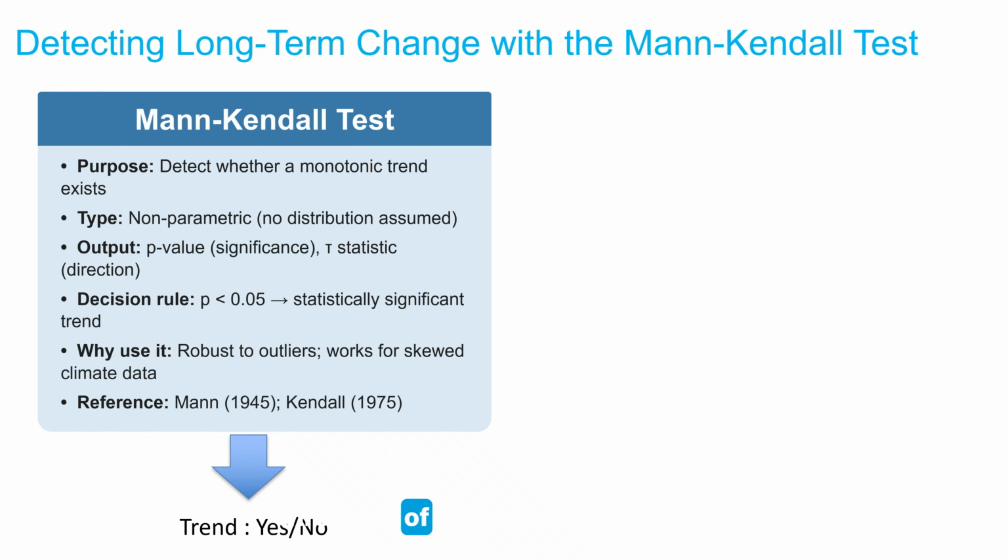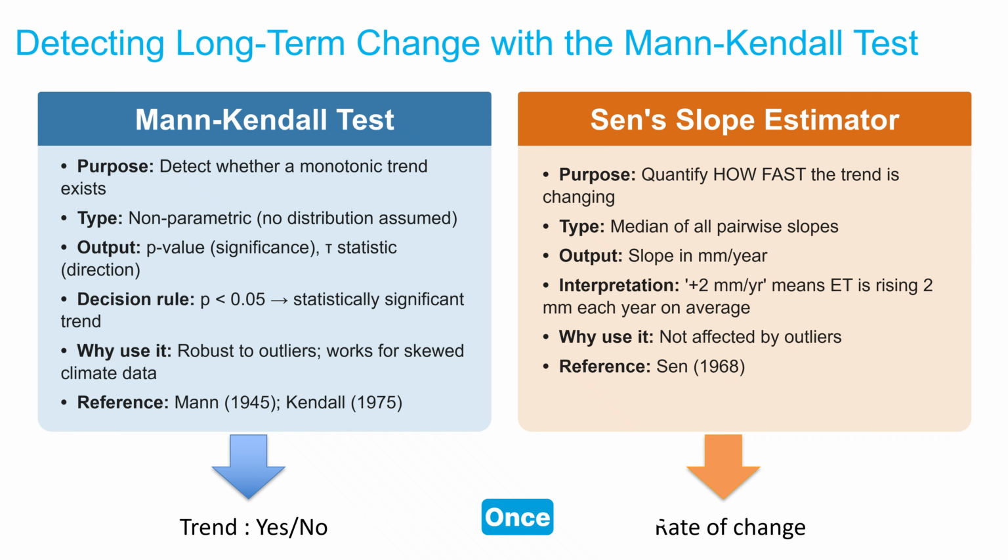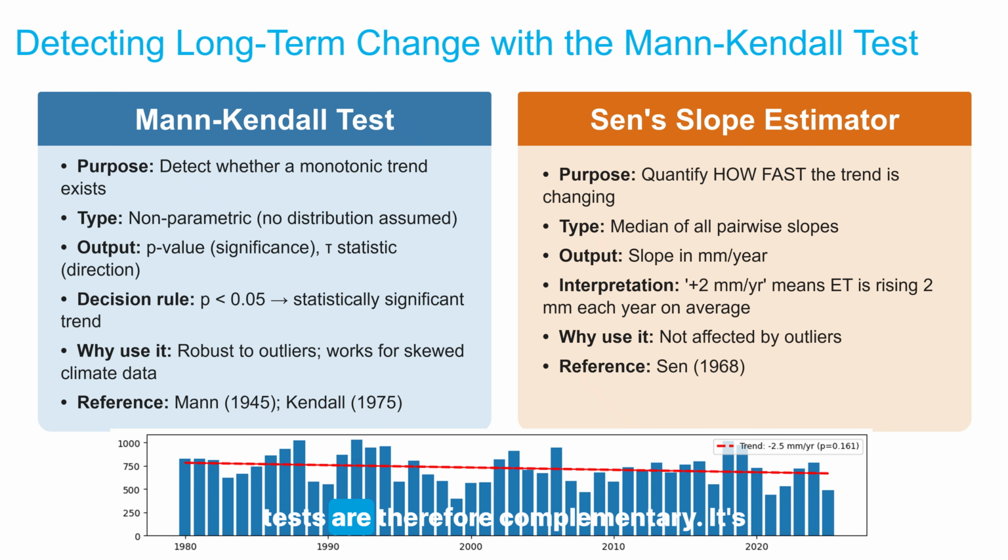A significance threshold of p less than 0.05 is most commonly applied, which means we accept a 5% chance of finding a trend which is actually part of the natural variability of the data. Once the trend significance has been determined, we can use the Theil-Sen slope estimator to provide the rate of change. It does this by calculating the slope between every pair of data points and taking the median value. Using the median makes it less sensitive to extreme values and outliers, much more so than ordinary least squares regression. These two tests are therefore complementary. It's possible to determine a slope in a dataset which does not have a significant trend, meaning the slope is likely part of the natural variability of the data.